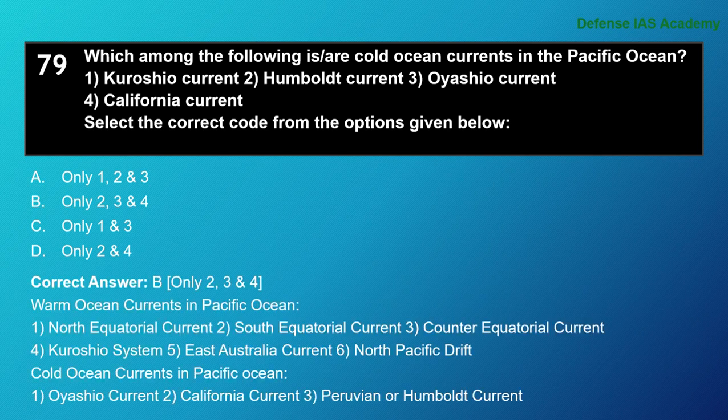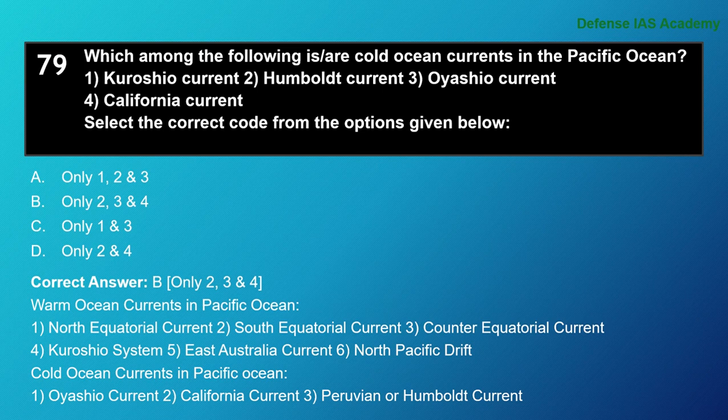Which among the following are cold ocean currents in the Pacific Ocean? The options are: 1, Kuroshio current; 2, Humboldt current; 3, Oyashio current; 4, California current. Select the correct code from the options given below. Answer is option B, only 2, 3 and 4. They are the cold ocean currents in the Pacific Ocean.